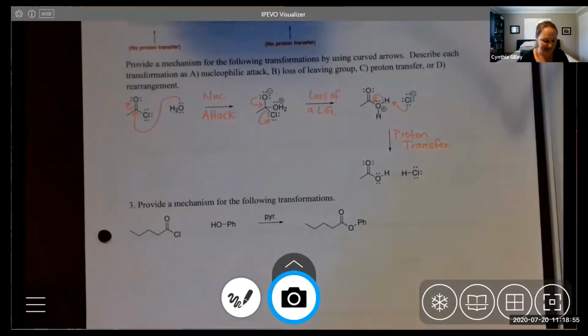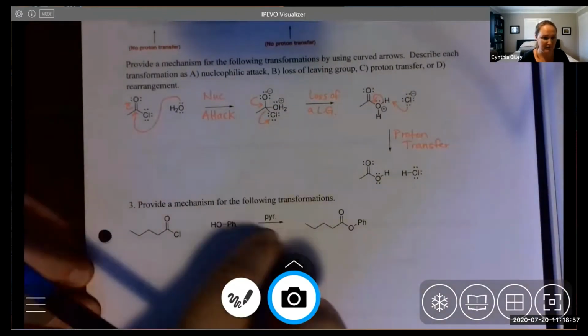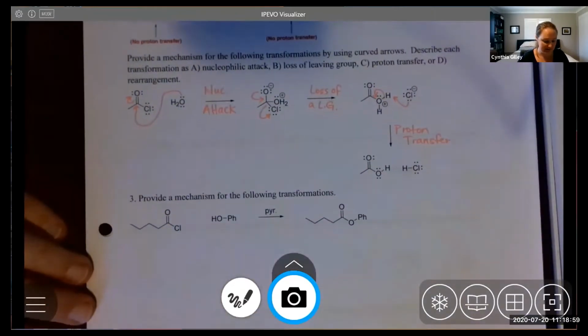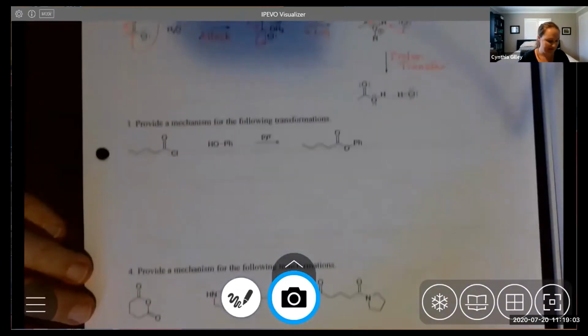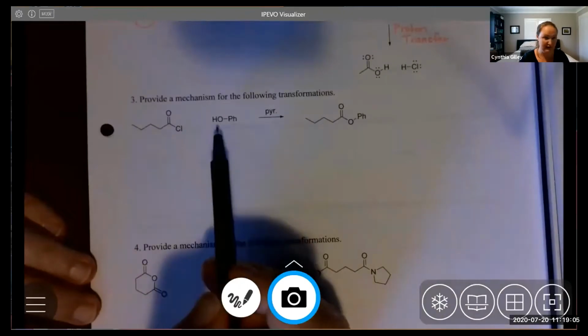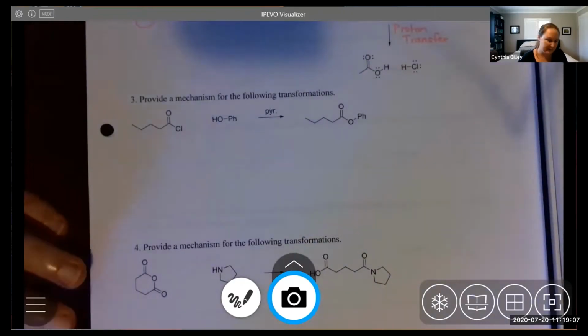And I think he doesn't use it in the key, which is weird. Since he went ahead and put it there, he should use it in the mechanism. I think he accidentally used chloride in the mechanism.